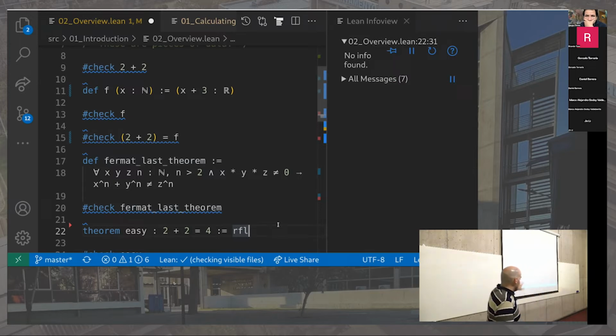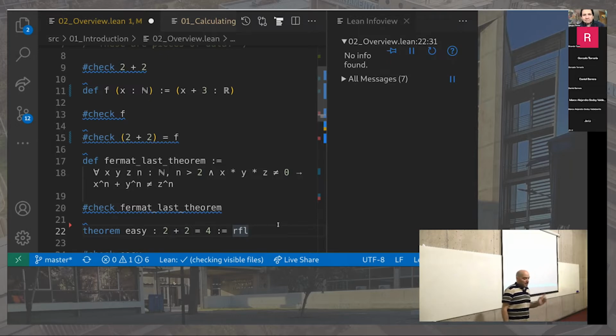Now we have colon equals and the proof. So ignore the proof for the moment. This is a very easy proof. But you see that Lean is not raising any error. So the kernel is accepting this as a proof of 2 plus 2 is equal to 4. I know that this proof looks unreadable because it's just rfl, but I will explain what this means in a minute, I mean in 5 minutes. So now we have proved a theorem.